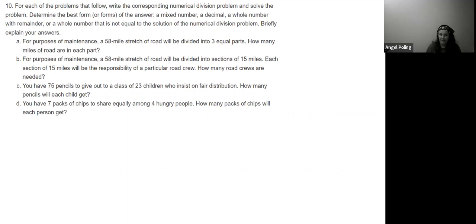Briefly explain your answers. So for A, we have, for purposes of maintenance, a 58-mile stretch of road will be divided into 3 equal parts. How many miles of road are in each part? So we have 58 divided by 3. Let's see what we get from that.